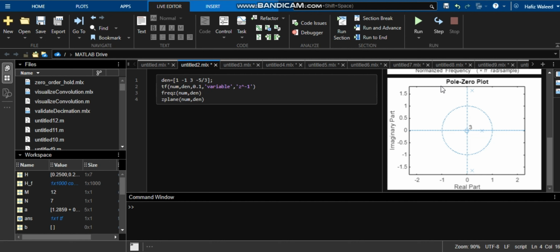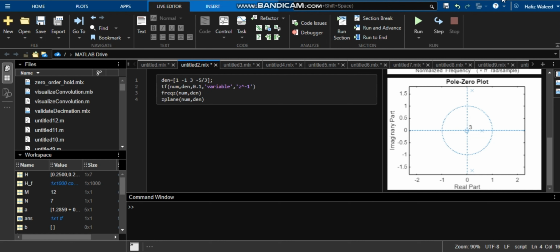The TF function with numerator, denominator, 0.1 and variable z to the minus 1 creates a discrete time transfer function model with a sampling period of 0.1 seconds, again using z minus 1. The frequency function computes and plots the frequency response of this higher order transfer function, illustrating how the system responds across a range of frequencies.